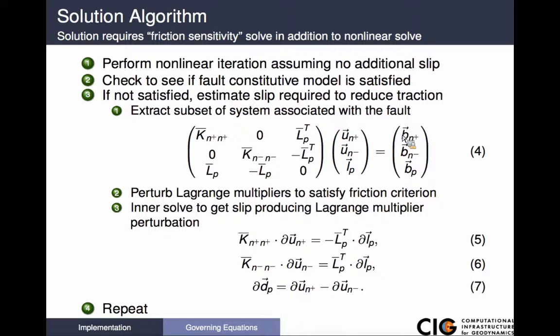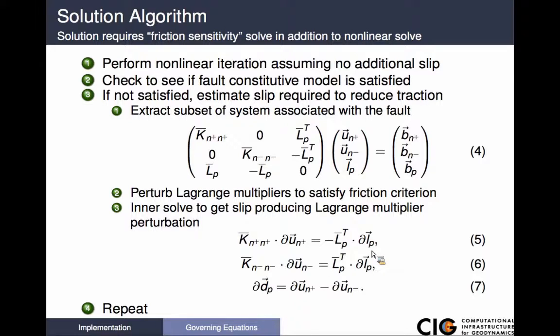If you subtract these two equations, you'll see that you end up with that equals the slip on the fault. So this is a small subset of the entire system where we're looking at the perturbations in the Lagrange multipliers to satisfy our friction criteria and determining what the displacement field looks like for that to be true. And then we can update our slip and then do another iteration of the nonlinear solve.